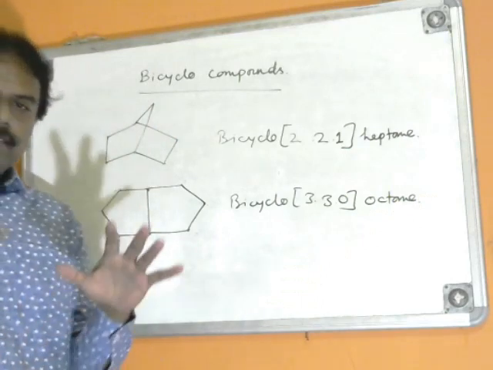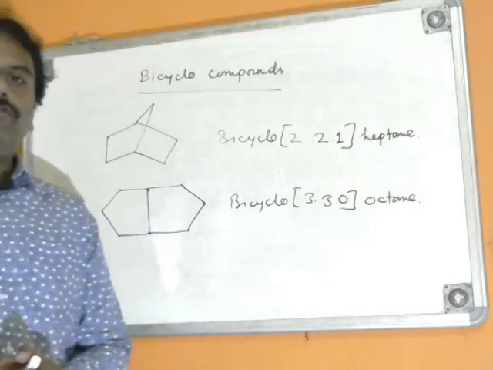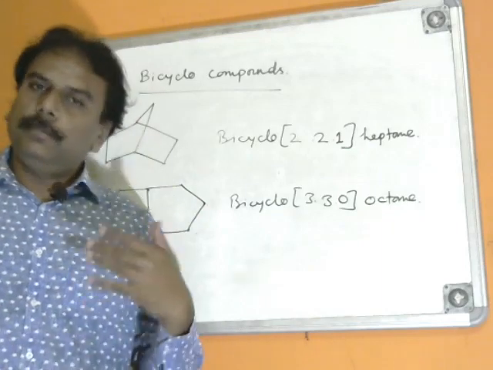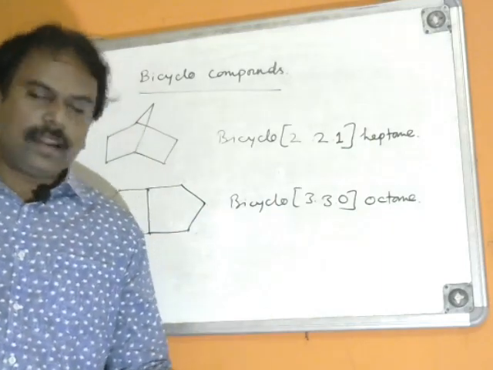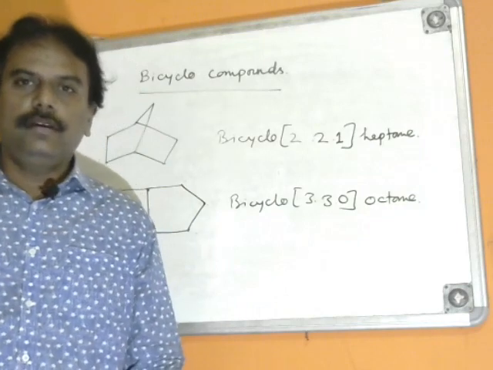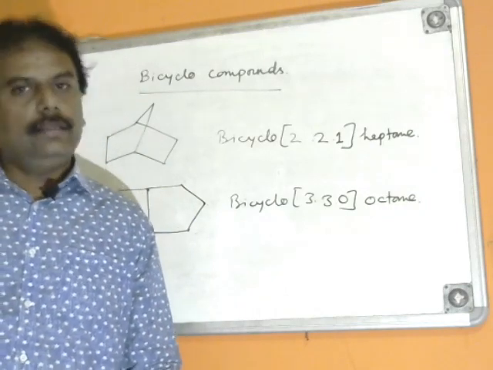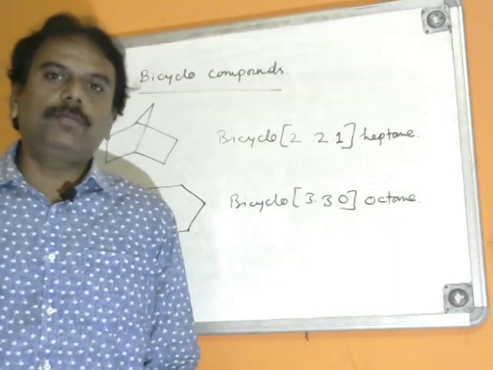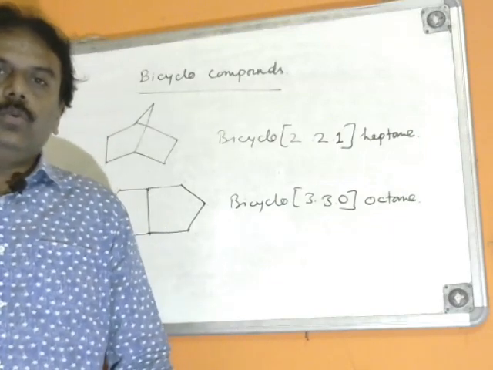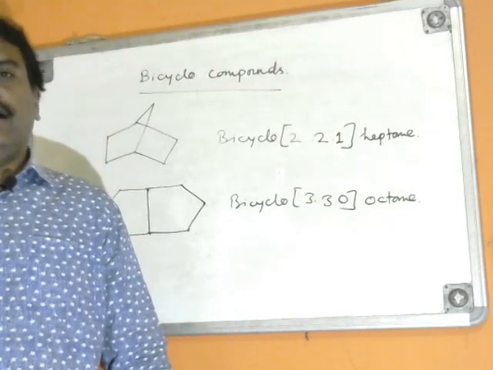So this is the naming formula of organic compounds. Besides that, there are many more things like aromatic hydrocarbons or aromatic compounds. There is a special system of nomenclature in that case. So we'll study this later.